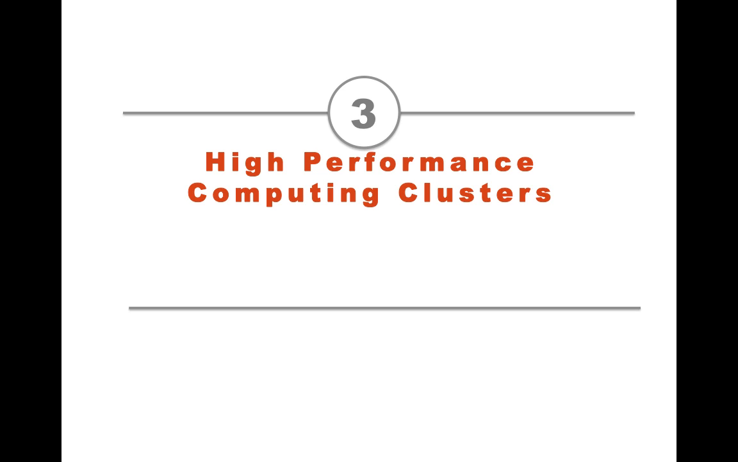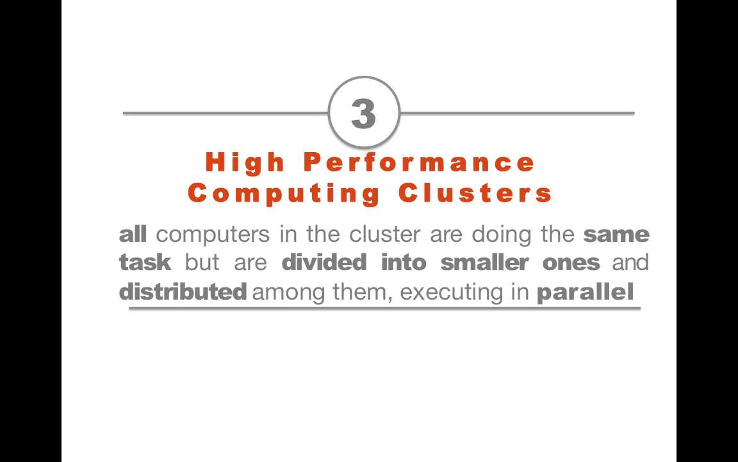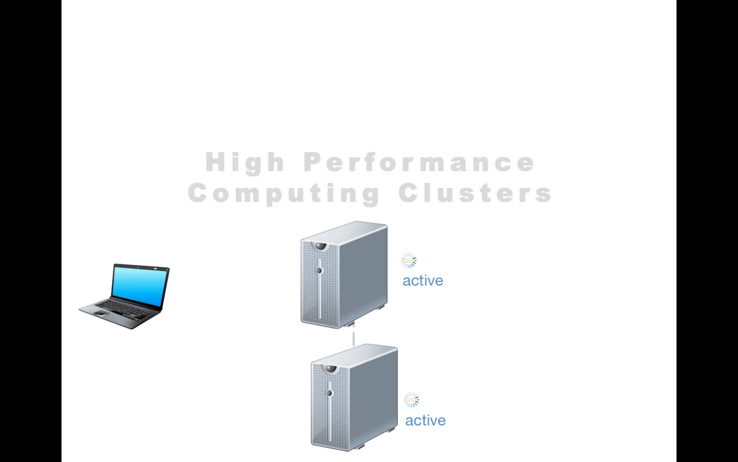The third type of cluster is called the high performance computing cluster. How this works is that all computers or all servers in the cluster are doing the same task. However, these tasks are broken down into smaller tasks and distributed across all of the servers, executing in parallel. Let's take an example graphically again of how this works.